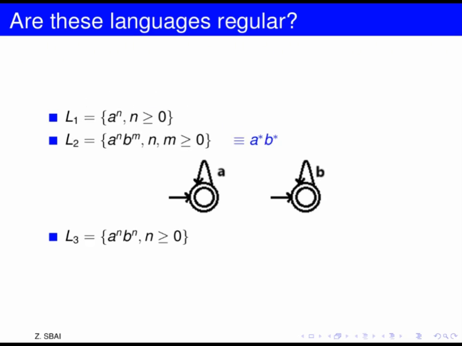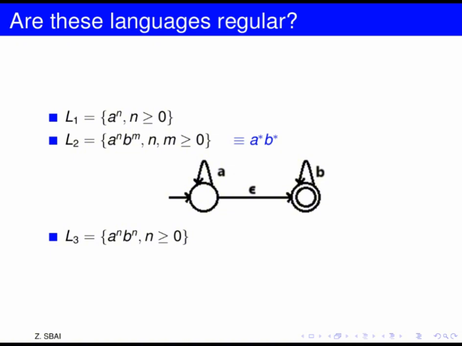For the second language, it's also composed of a concatenation of a list of A and a list of the symbol B. Since the number of A and the number of B are not related, we can say that this is equivalent to A star, B star. Okay, so it's the concatenation between two regular languages, and we know that this is a regular language.